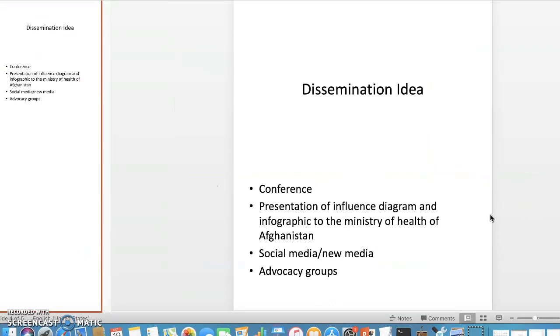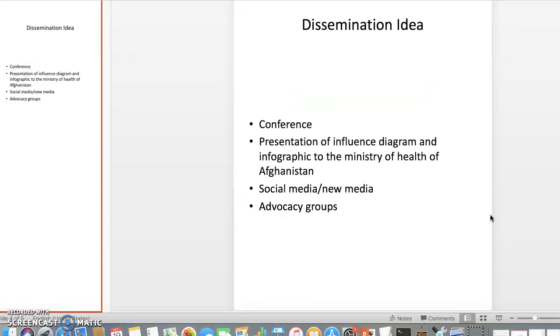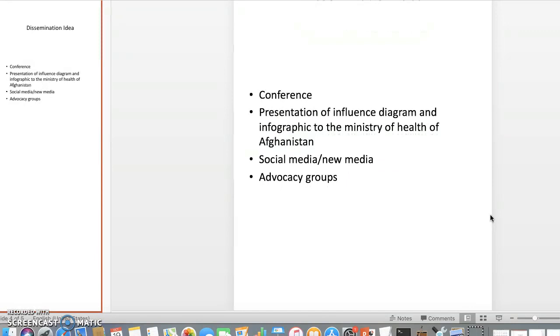Now to the dissemination idea. The influence diagram as well as the infographic presented in this presentation can be shared or disseminated at conferences, sent out to the Ministry of Health of Afghanistan, and shared through social media or new media, and through advocacy groups as talked about earlier, to help advocate for this issue of infant mortality. In the long run, all efforts made towards reduction of infant mortality will go a long way to reduce this problem. And if that is reduced for Afghanistan, it will go a long way to reduce the global impact as well.